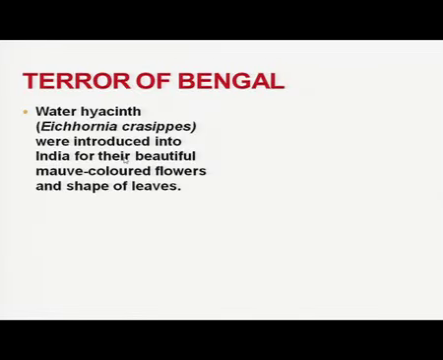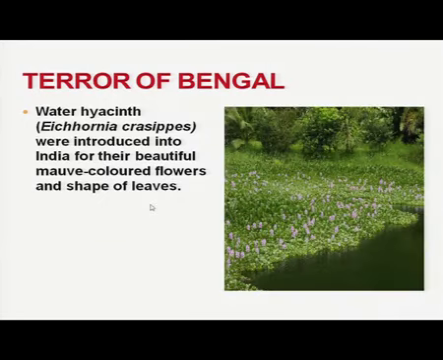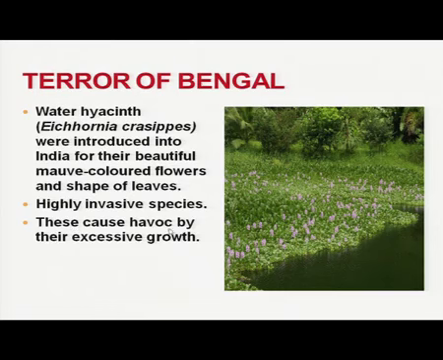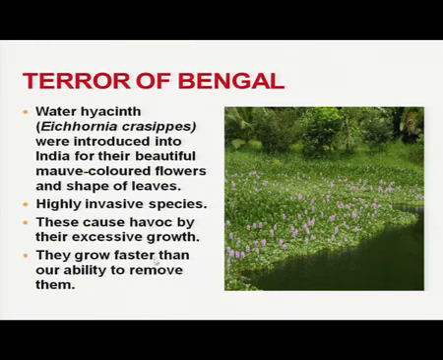Next, terror of Bengal. Water hyacinth, Eichhornia crassipes, which we have discussed many a times. It is the world's most notorious aquatic weed. It was introduced into India for its beautiful mauve colored flowers and shape of leaves, but in the absence of any natural predator, it became highly invasive, and these cause havoc by their excessive growth. Their growth is faster than our ability to remove them.